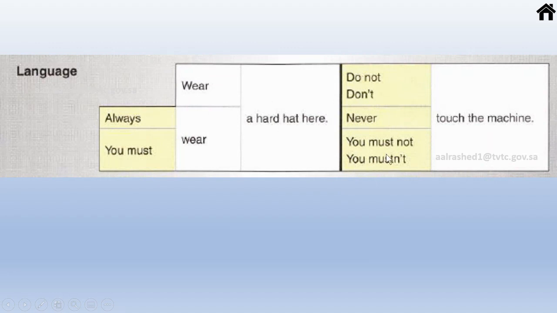Okay, I will say that must requires a subject at the beginning. I can't say must touch. This is incorrect, but I can say never touch. With both of them, for example, always and never, I could use the subject you. You never touch the machine, but we don't need to do that.